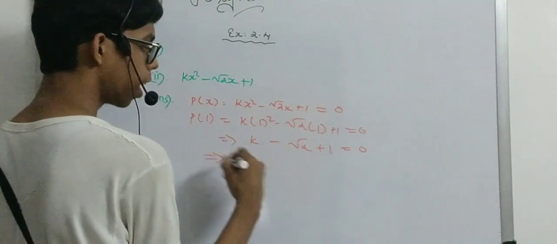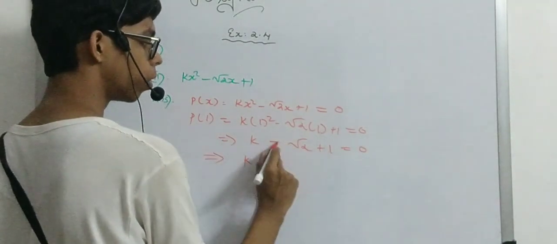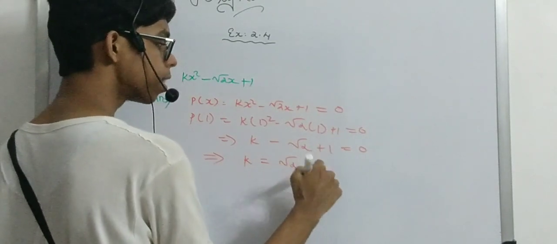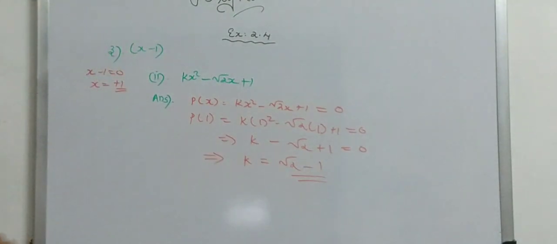Now what should we do? Keep k on one side and find the value. So we will be getting k is equal to, it goes to the other side, it will become plus, this goes to the other side, it will become minus. Okay, so from here we will be getting the value of k as k is equal to root 2 minus 1. Okay, I hope it is clear.